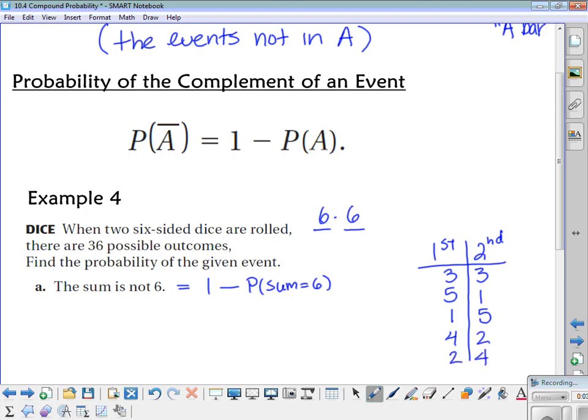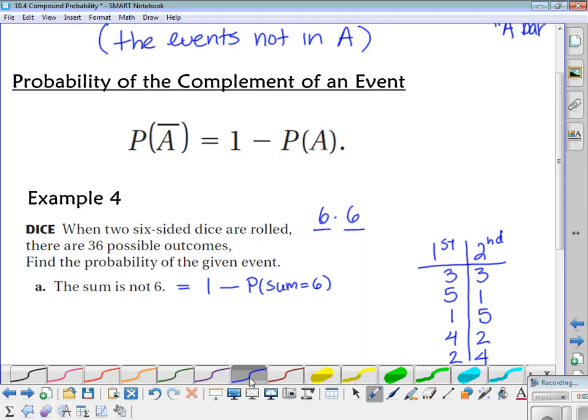Are there any other ways? 6 and 0 is not going to work because there isn't a side on a die that has 0. Okay, but that's okay. It's one of those things, unless you actually have the dice in front of you, you just may not even think about that. So it's okay. You're not the first one to ask that today.